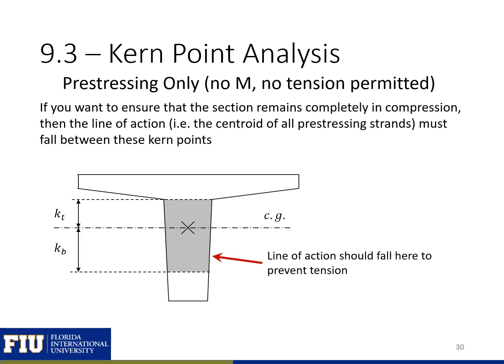With our top and bottom Kern point, we now have a range where if we keep the centroid, or the line of action, of our pre-stressing between our top and bottom Kern point, we'll have zero tension in either the top or bottom face of our section. So anyway, the derivation was based on no external applied moment and no tension permitted in the section.